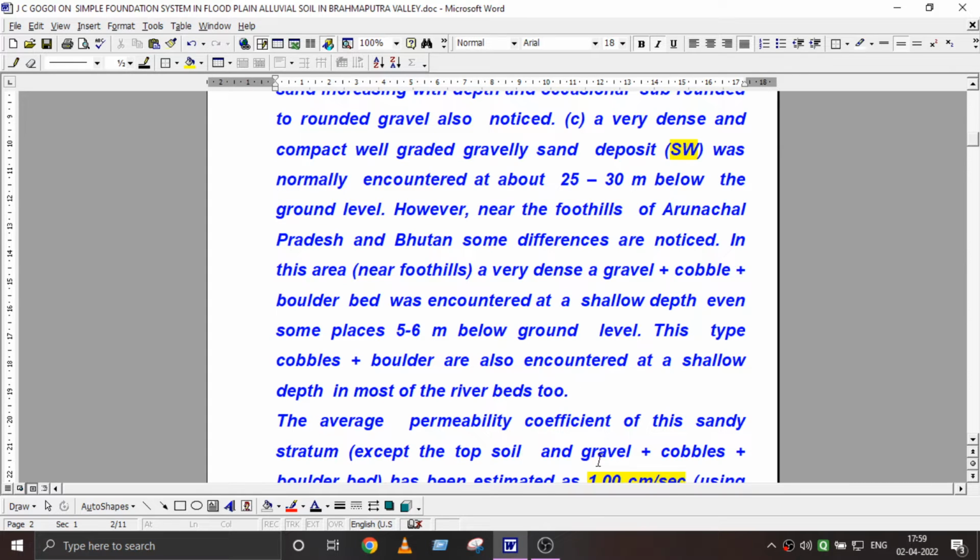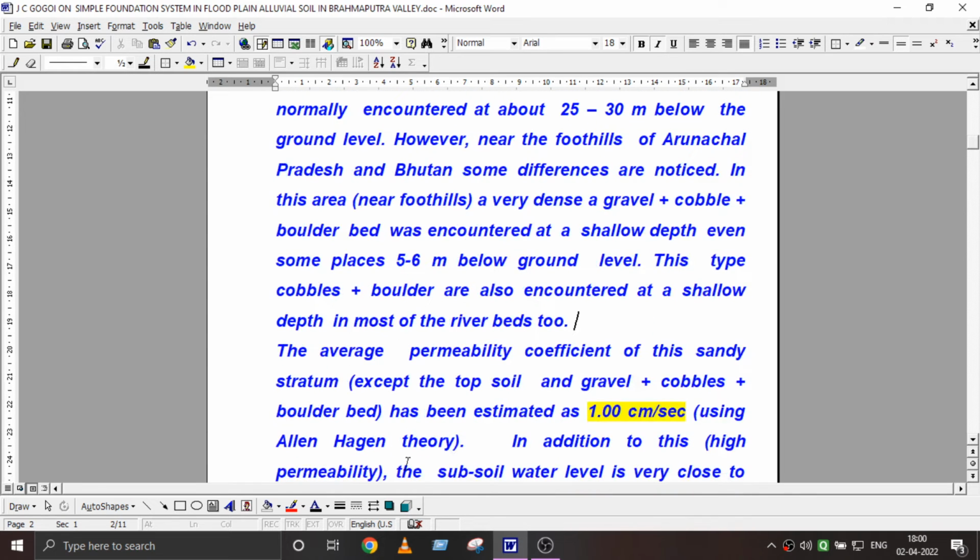The average permeability coefficient of this sandy stratum, which normally we say is SP stratum, has been calculated as 1 cm per second using Allen Hazen theory, which is k equals 100 d10 square, with d10 in centimeter. It was calculated at an average of 1 cm per second.